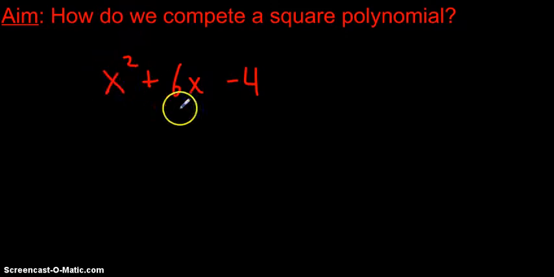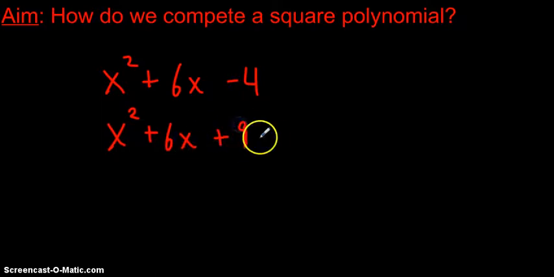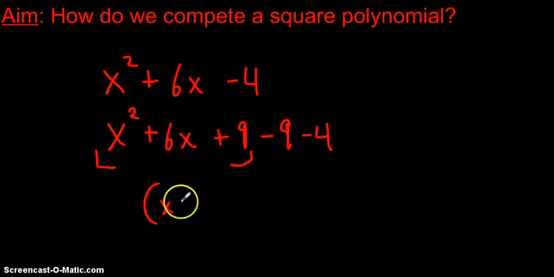So this is not a square polynomial because 1/2 of 6 is 3, and 3 squared should go here, so this should be 9. So we sometimes do this. We do x squared plus 6x plus 9 minus 9 minus 4, completing the square, but leaving us with this little extra piece here. So this is x plus 3 squared minus 13. Alright, so this is what we do with this sometimes.